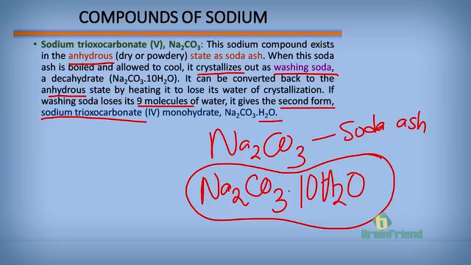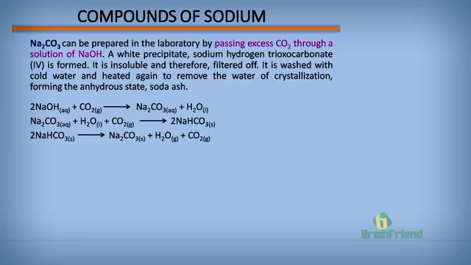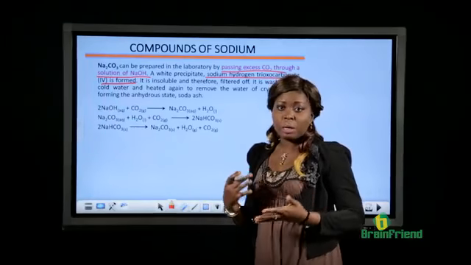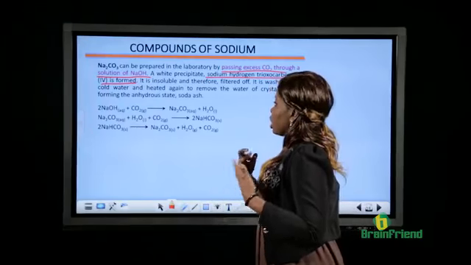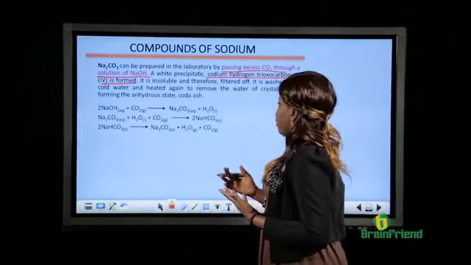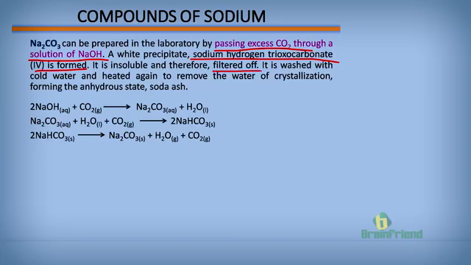1 molecule of water. Now, how do we prepare sodium trioxocarbonate(IV)? It can be prepared in the laboratory by passing excess carbon(IV) oxide through a solution of sodium hydroxide. Now, when this happens, a white precipitate, which is sodium hydrogen trioxocarbonate(IV), is formed. Now, this sodium hydrogen trioxocarbonate formed is insoluble. Therefore, it is filtered off.